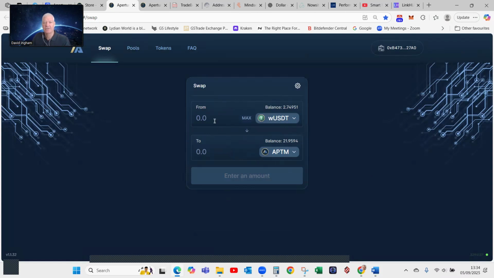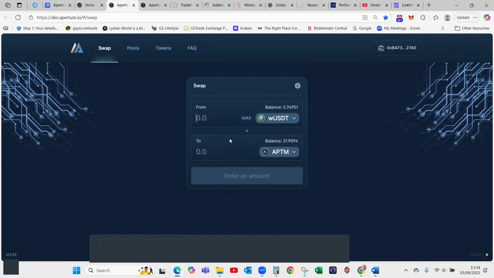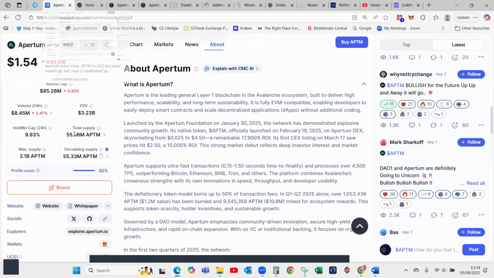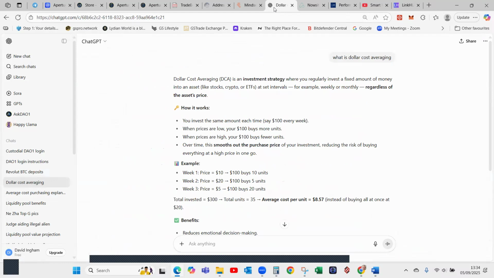And I can do an example. I do have to switch my video off though, because it doesn't like it when my video is on. So I'll just switch that off, and then I'll do a nice example for you guys. So I'm gonna get some Apertum, right? I've sent USDT to my MetaMask wallet, and now I'm gonna swap it for Apertum because I want to bag some of this Apertum, because who knows what this price is going to be, right? So it's again dollar cost averaging into the Apertum.